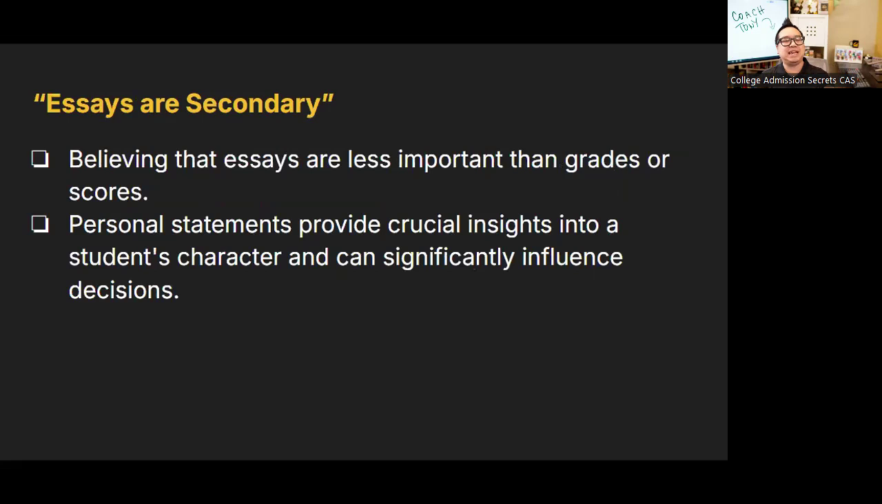Another myth we see is essays aren't that important. Just focus on school, school, school, and you are good. That is wrong. Absolutely wrong. For us, the essays are literally the most important part of the entire admissions process.